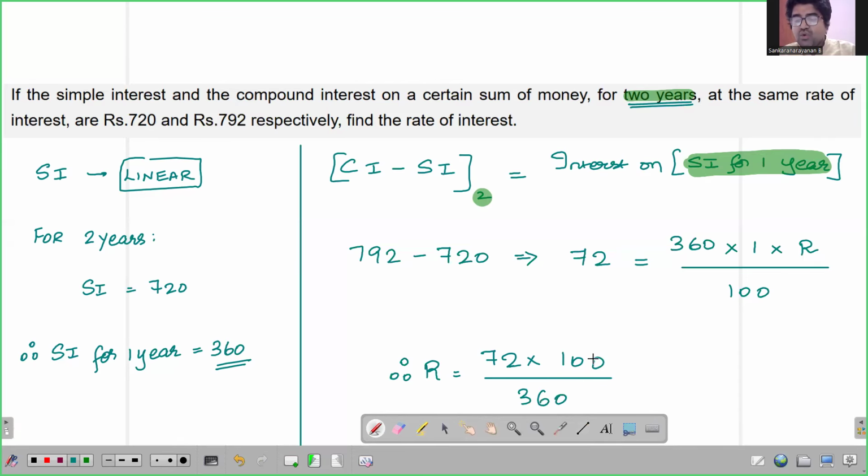Okay. So 10 can be cancelled off here. 36 will go in 72 2 times. Yes, I am getting the value here as 20%. And for this particular question, 20%, consider that as your choice. Okay, answer, final answer choice.